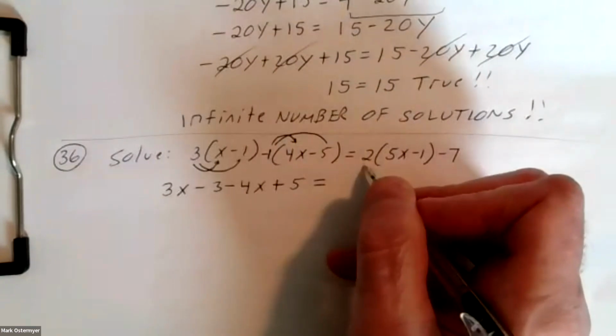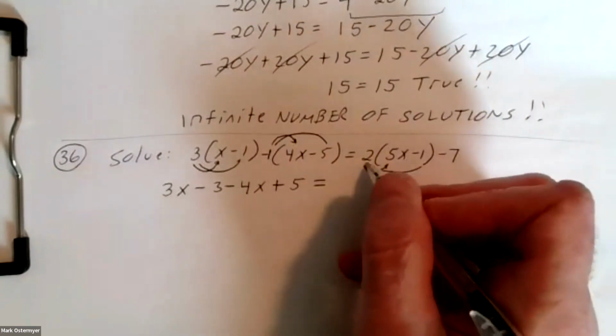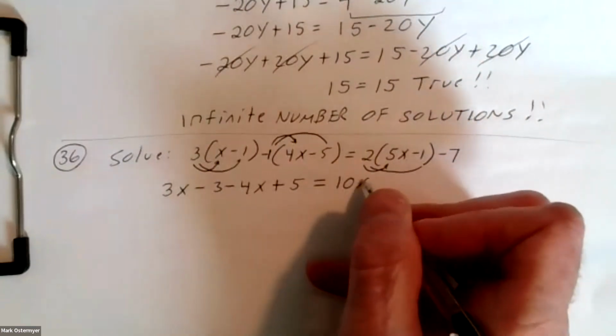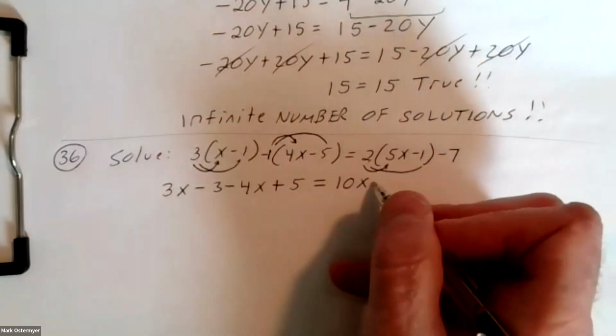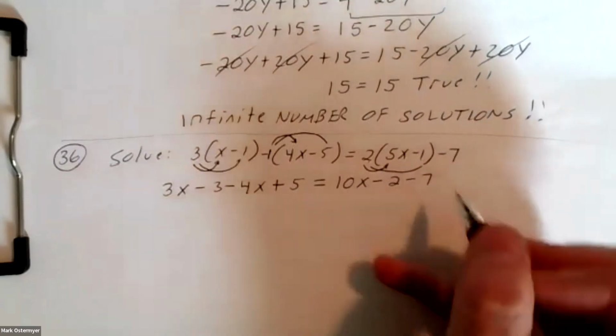On the right side, we distribute the 2 inside the parentheses here. 2 times 5x, 10x. 2 multiplied by a -1, minus 2.